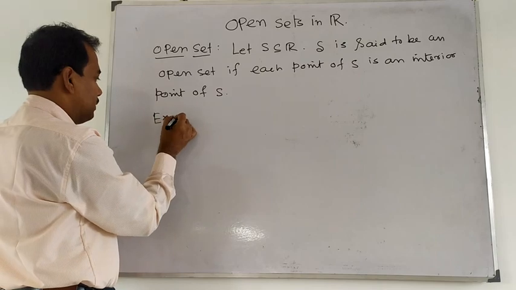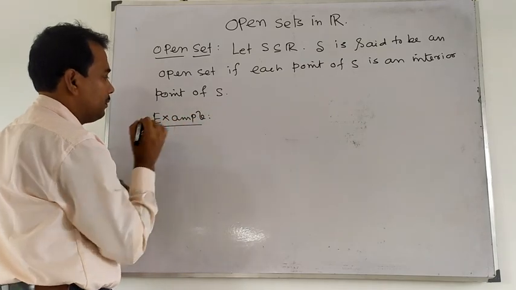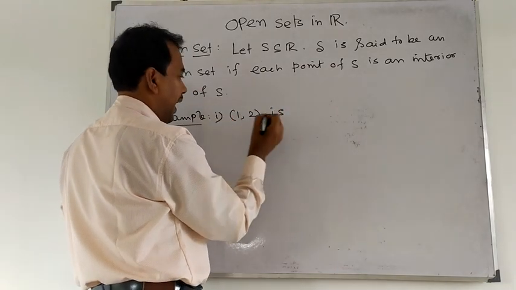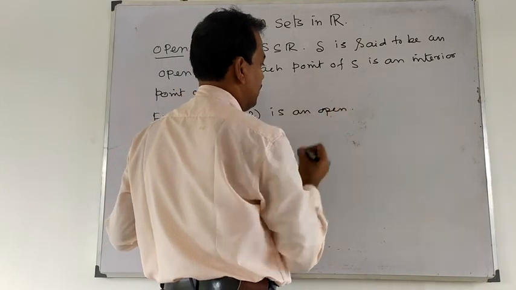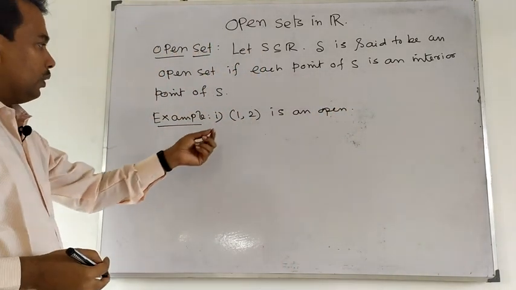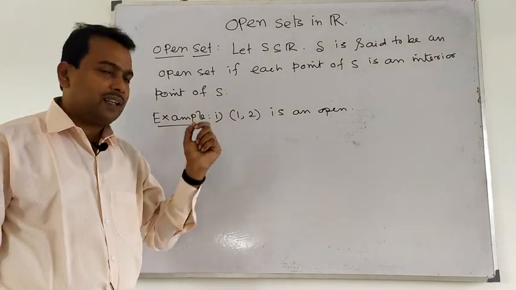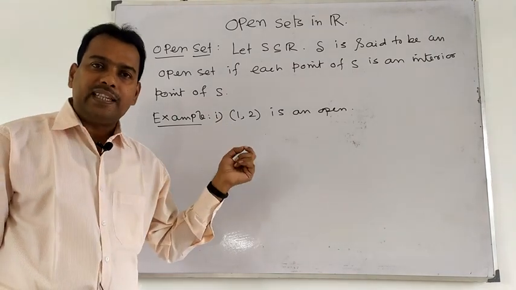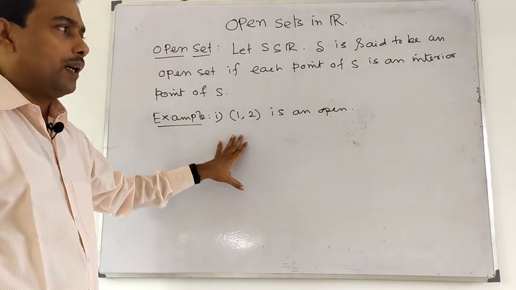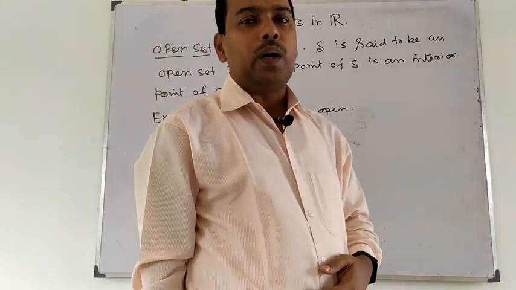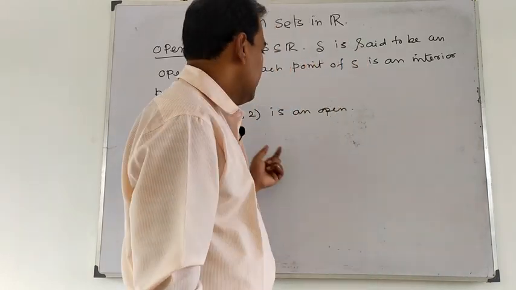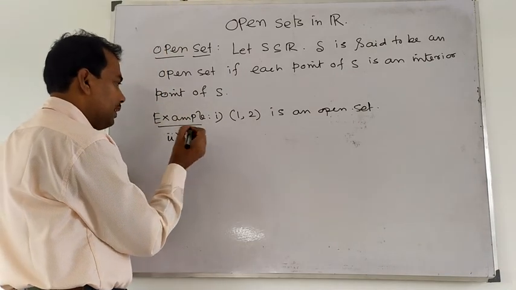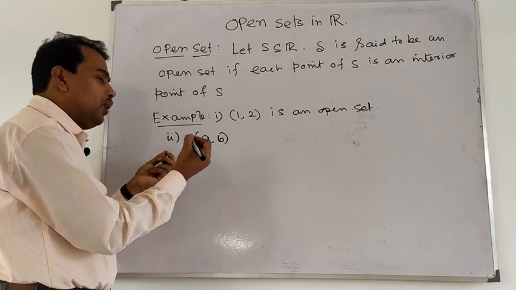Now, we give examples. The open interval (1, 2) is an open set. We have proved this: we took any point c in this open interval (1, 2) and showed that it is an interior point of the open interval (1, 2). Since c was an arbitrary point of the open interval (1, 2), each point of the open interval (1, 2) is an interior point. That's why this is an open set. Secondly, any open interval (a, b) is an open set.